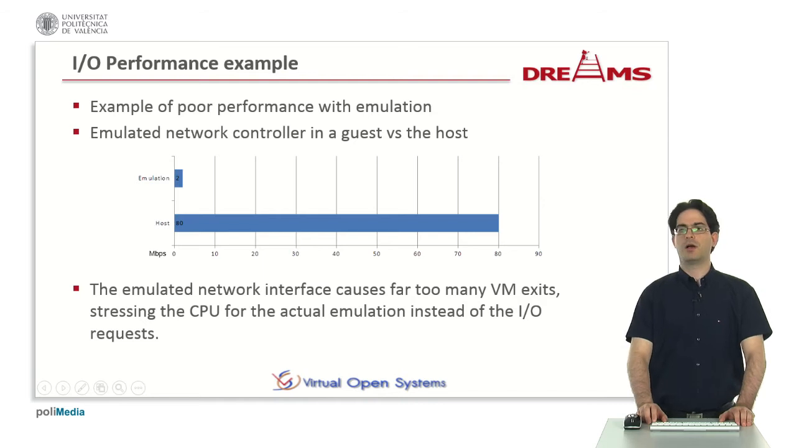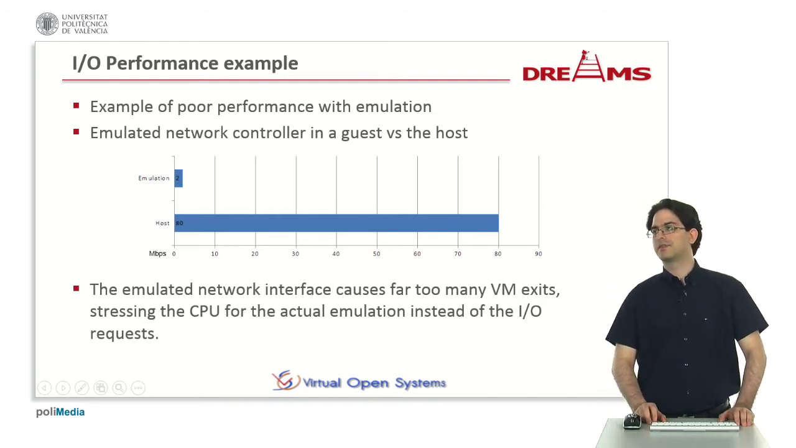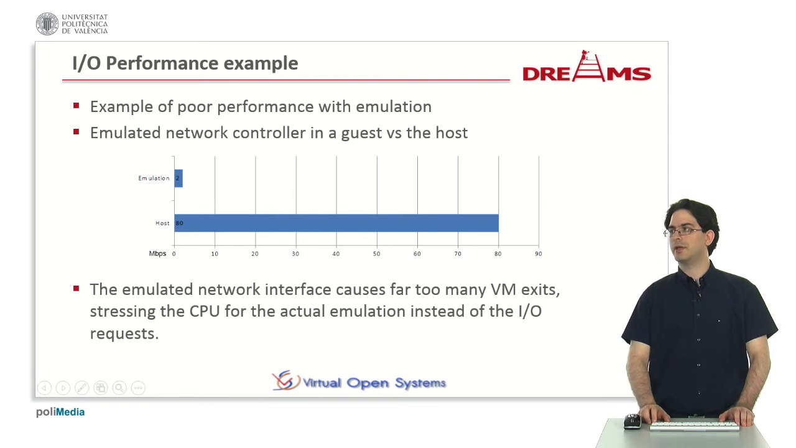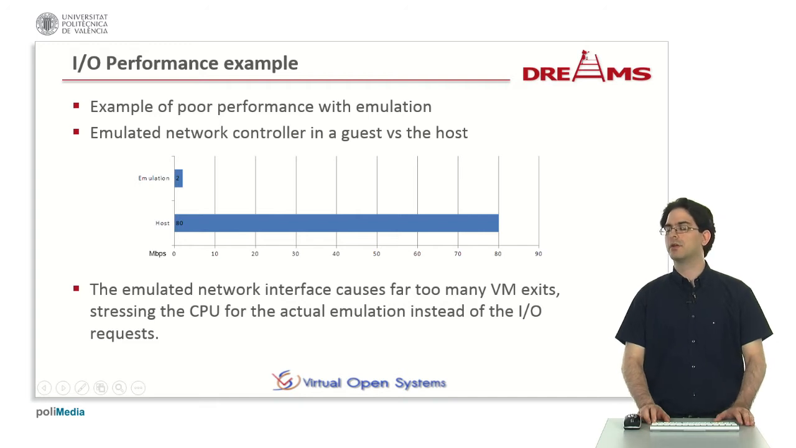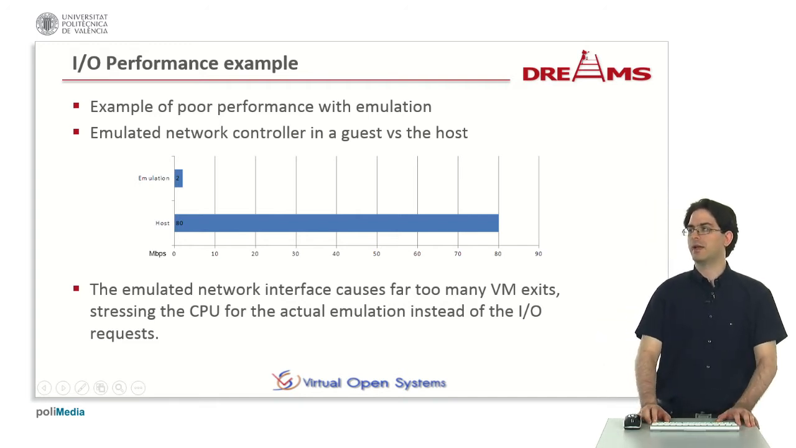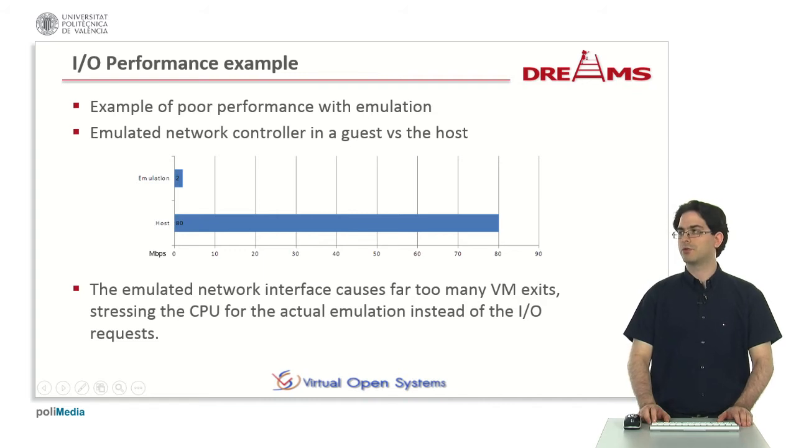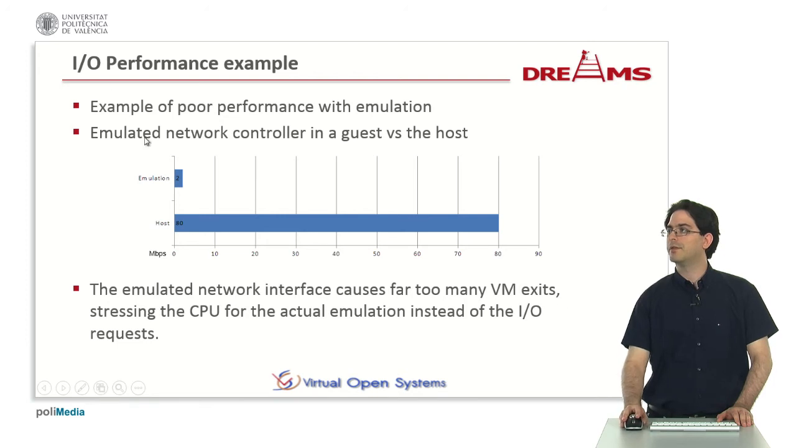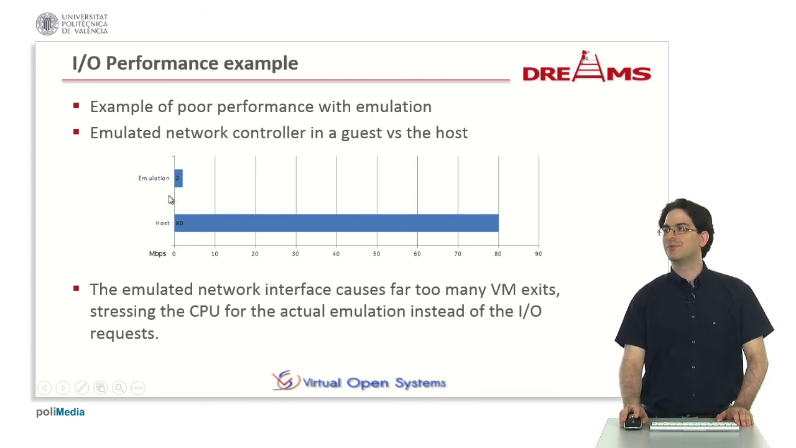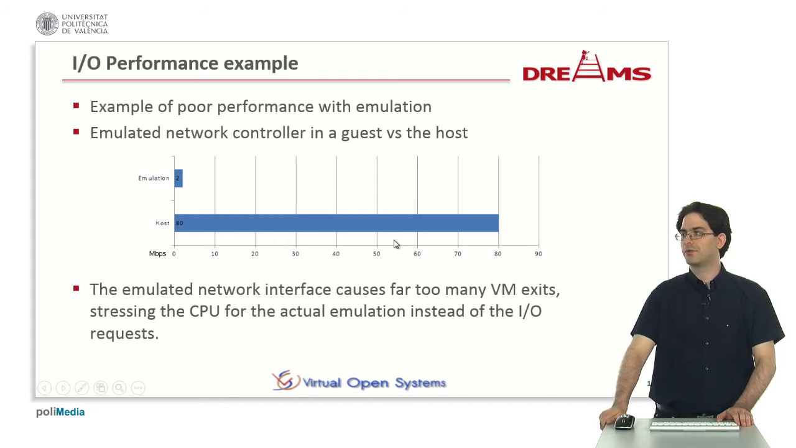This is an example for I/O performance. This graph here shows a network interface and how much throughput it can achieve. The first bar is on an emulated environment, basically trying to emulate the same exact network controller, while the second bar is the actual performance of the network controller in a host, the real network controller. As you can see here, the emulation can only offer 2 megabits per second, while the host can almost reach the 100 megabits per second throughput of the controller.